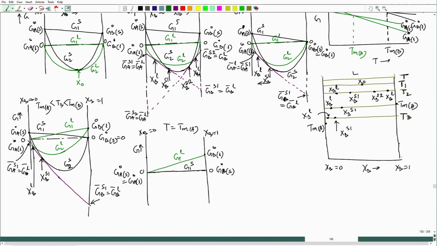Now, if I draw the free energy, this is G2 liquid, this is G2 solid. So that means at all other compositions, solid solution would be stable, but at XA equal to 1, that means pure A, solid and liquid would have the same free energy, and we are considering only the pure state. So that point would be merging here.